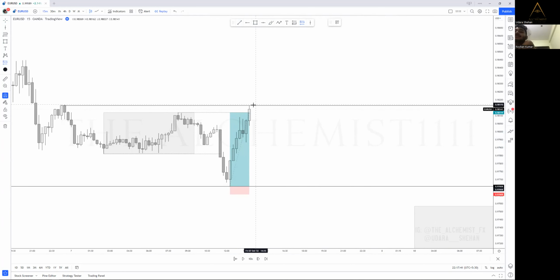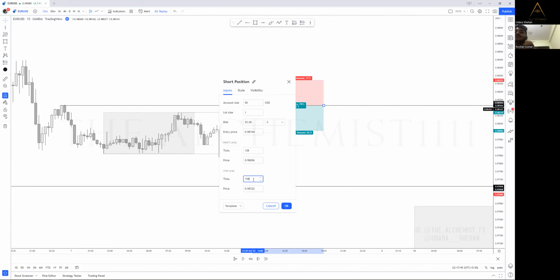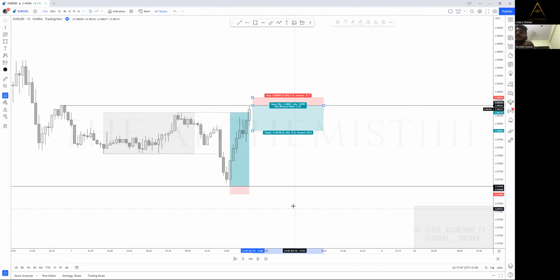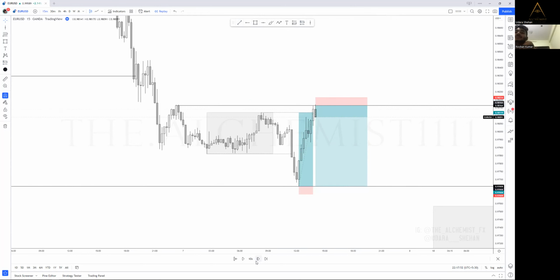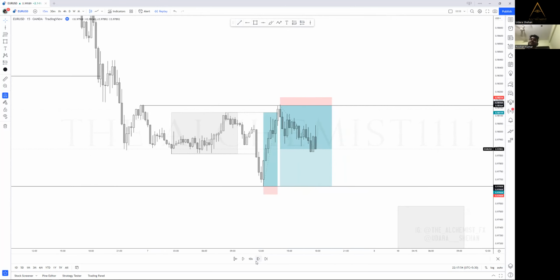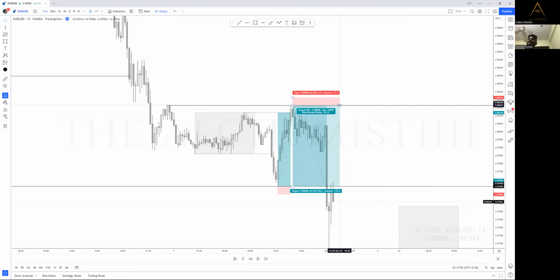Like this. Sold it here. 5 pips stop loss once again. And I targeted the external range liquidity like this. Okay, so what happened? Taps. There it comes. Below Asia. And then another drop. You see that, right? Look at the precision.